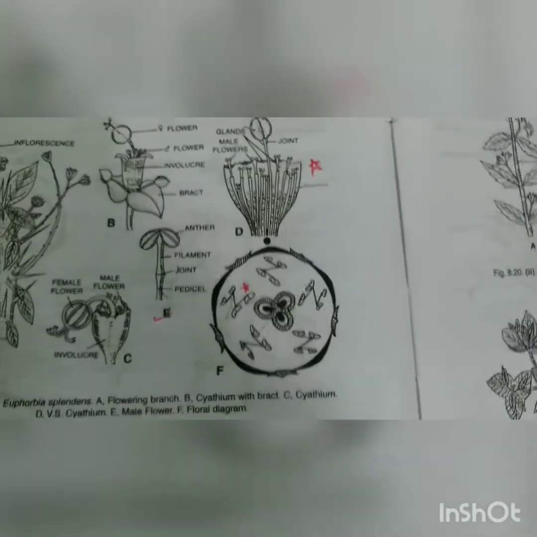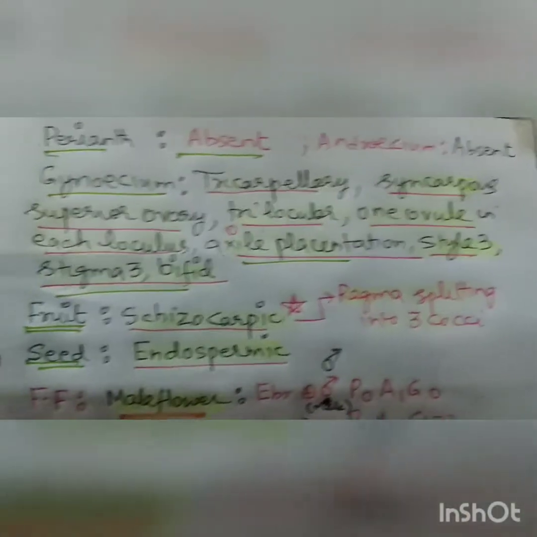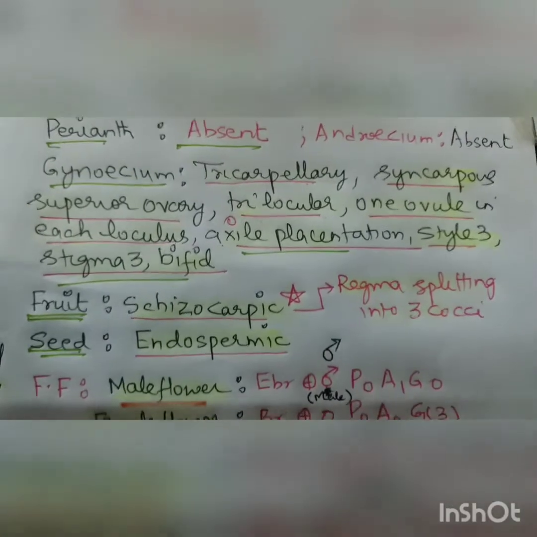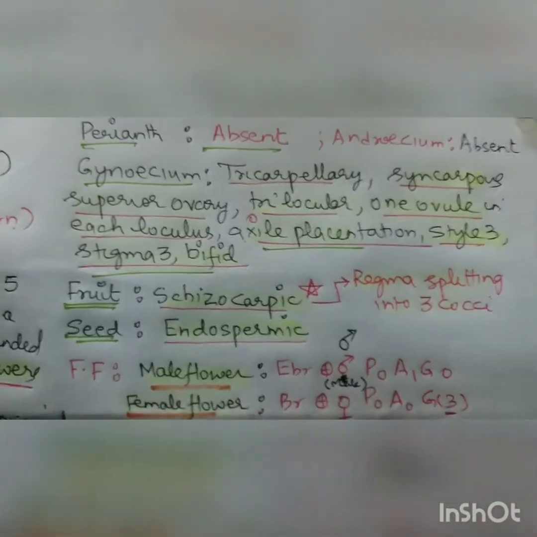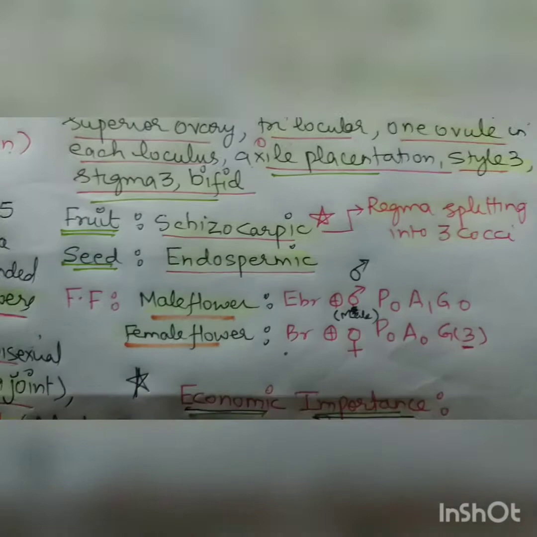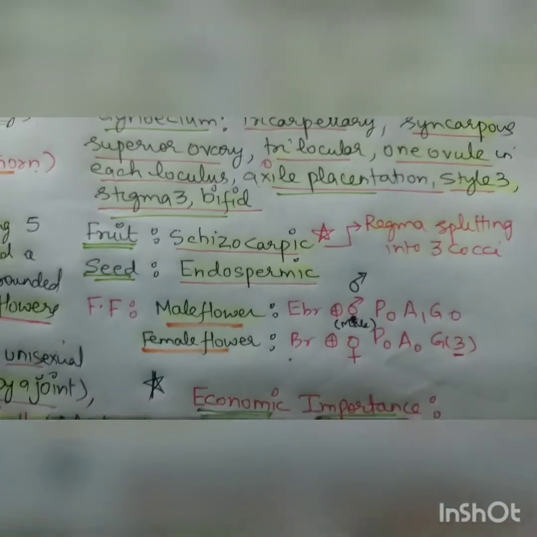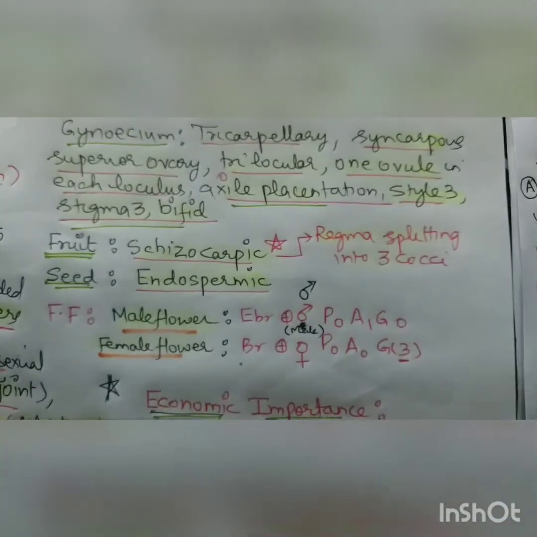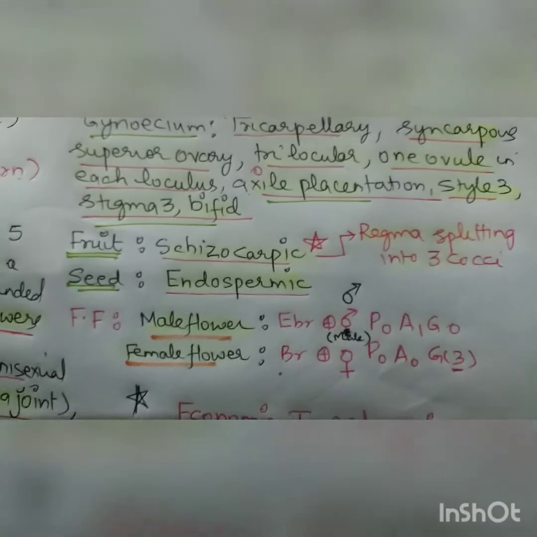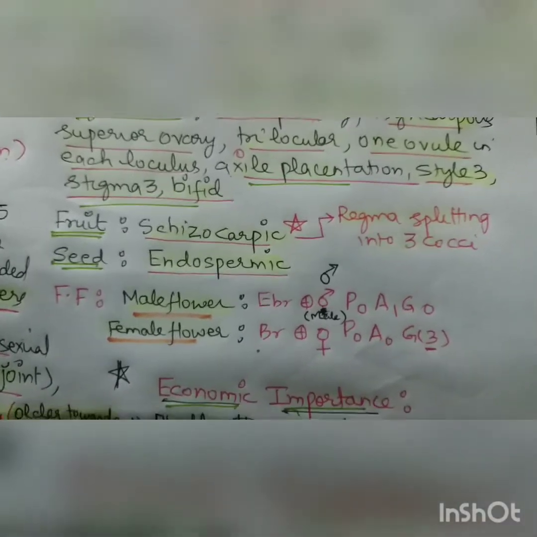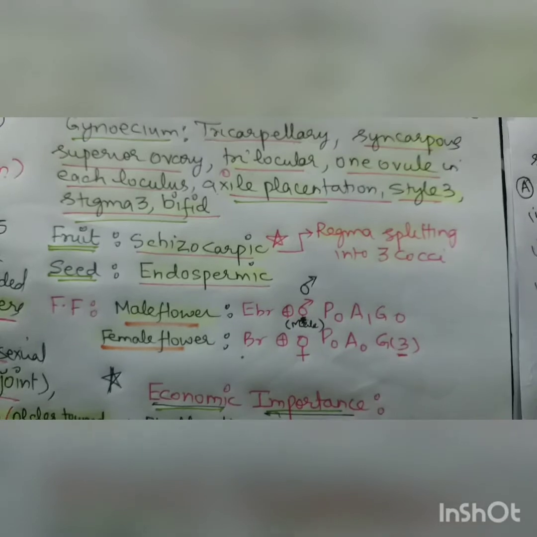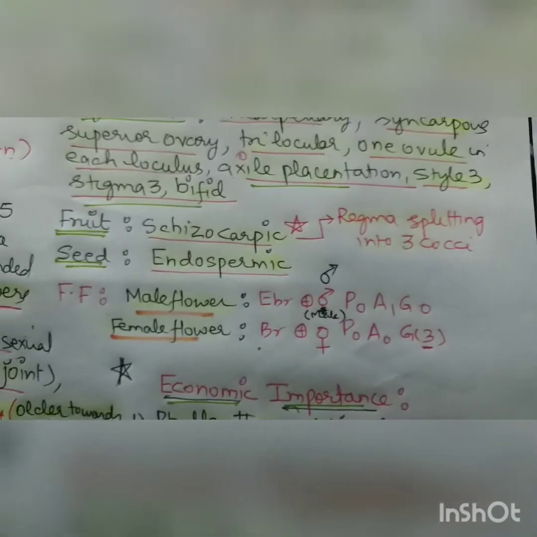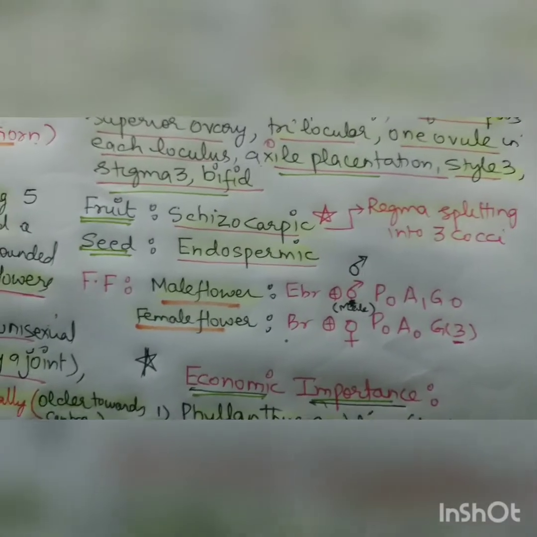So now we are coming to the female flower, which we already did. It is tricarpellary, syncarpous, with a superior ovary, trilocular, one ovule, axial placentation, and the fruit is schizocarpic. Fruit is schizocarpic, and that is the regma. I already told you about Ricinus. In case of Ricinus, the regma splits into 3 cocci, and the seed is endospermic.